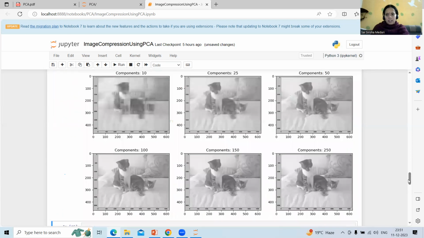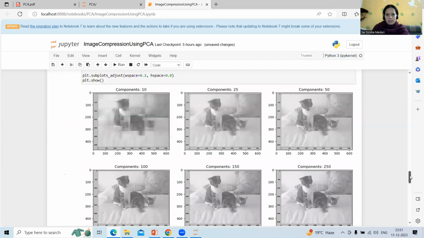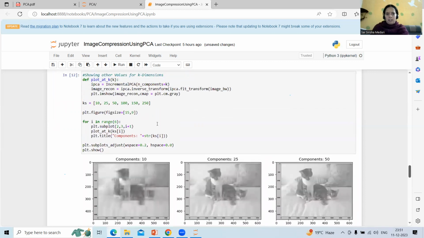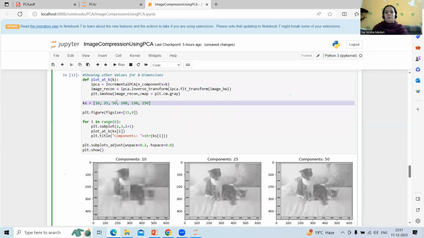Minute, it will generate again. So here, this is run with different K values, with different PCs, that is, number of components. By taking 10 components, 25, 50, 100.